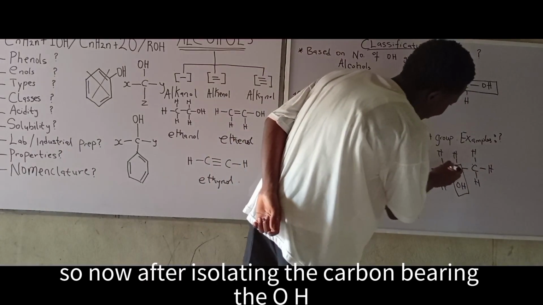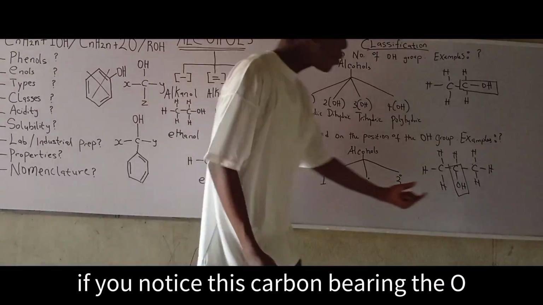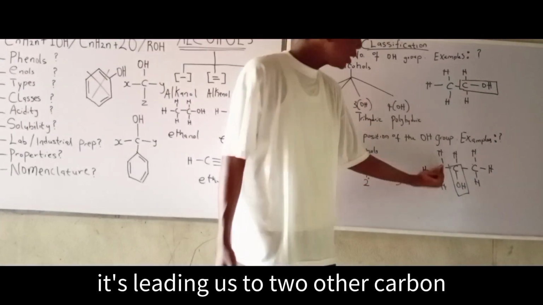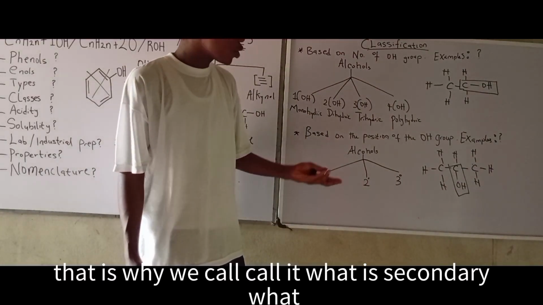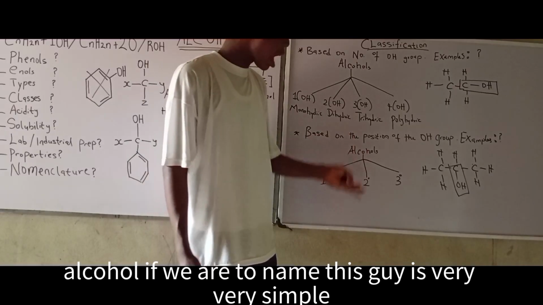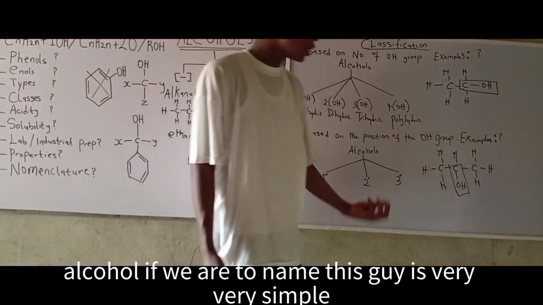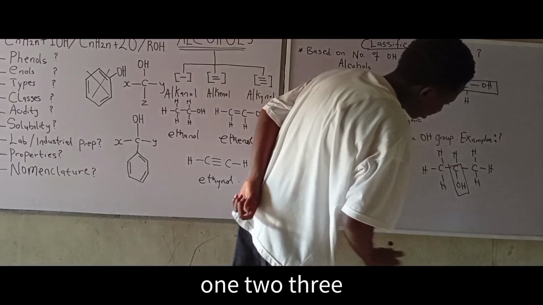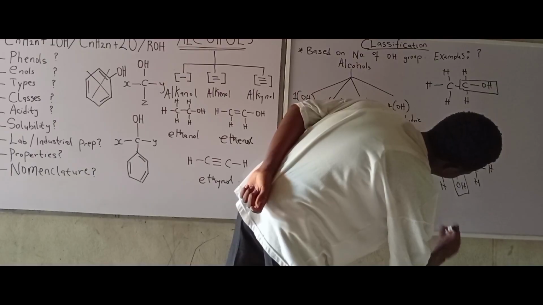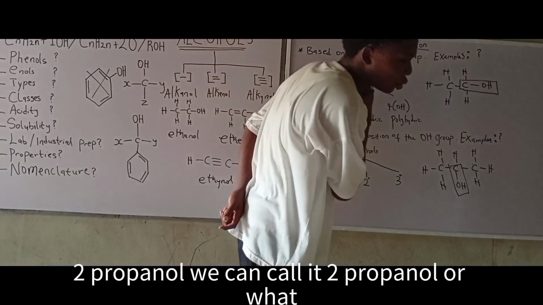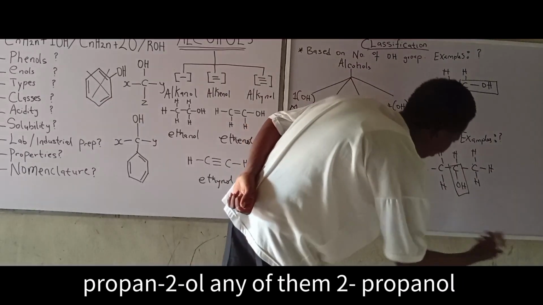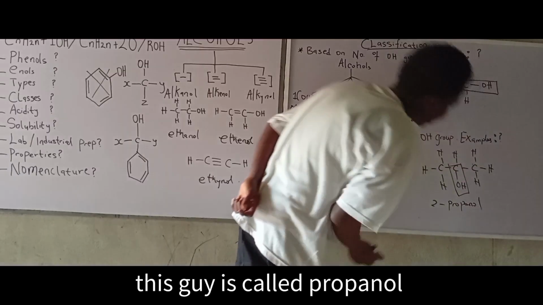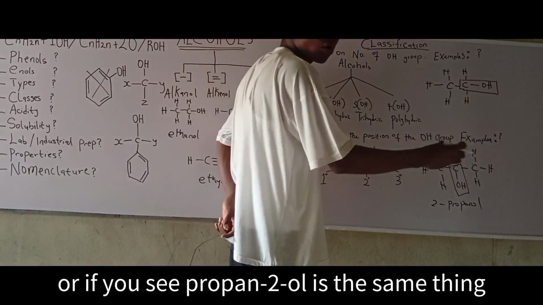So now, after isolating the carbon bearing the OH, if you notice, this carbon bearing the OH is now bonded to two other carbons. It's leading us to two other carbons. That is why we call it what? A secondary alcohol. If we were to name this guy, it's very, very simple. We are going to name it what? 1, 2, 3. It's going to be called what? 2-propanol. We can call it 2-propanol or propan-2-ol or any of them. This guy is called 2-propanol, or propan-2-ol, it's the same thing, okay?